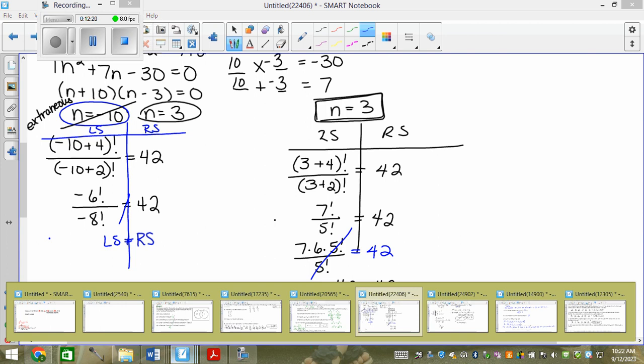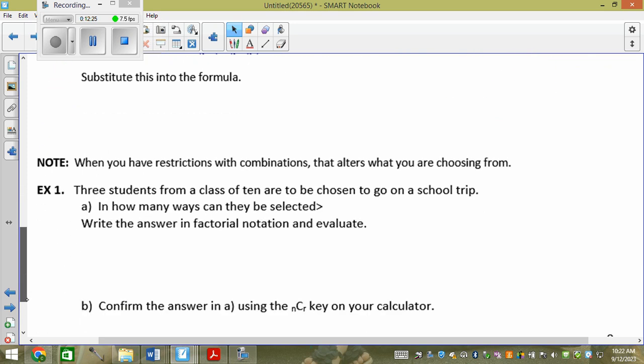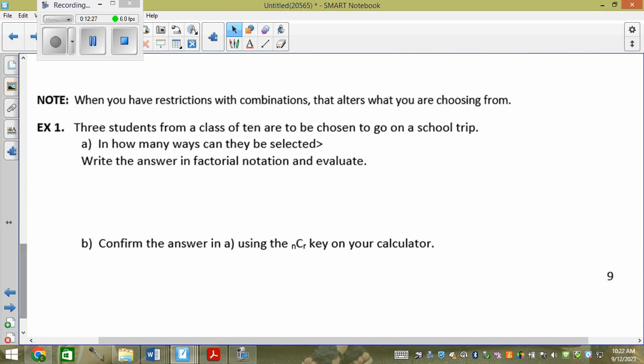Whatever they are in here. And we are here. Example 1. It says page 9 on the bottom.